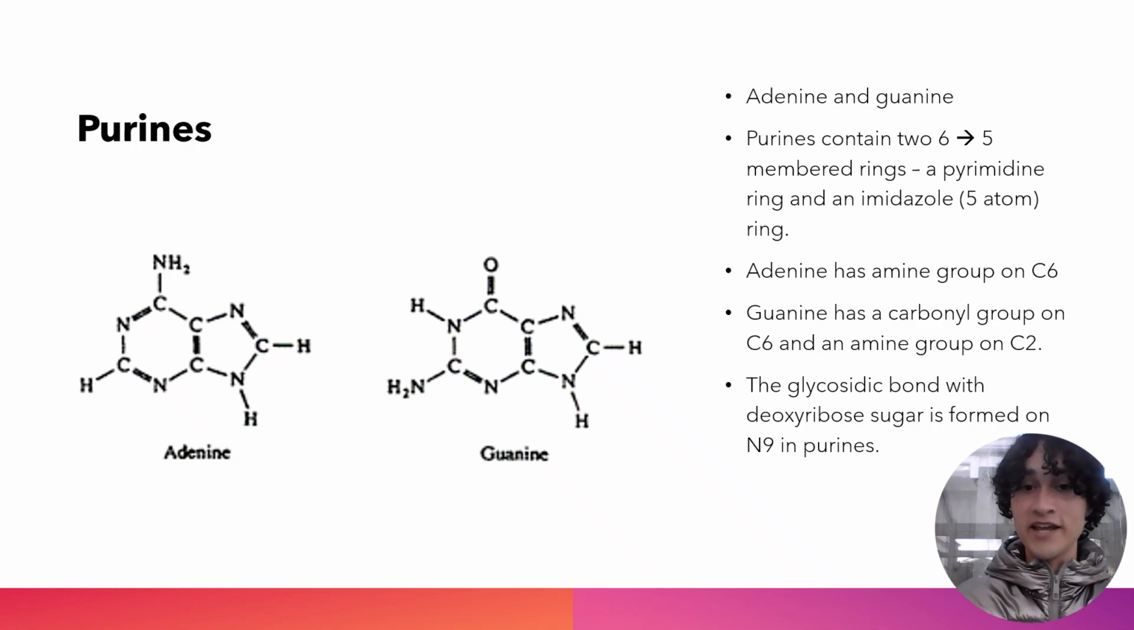So again, just to recap, purines have 2 rings, they're heterocyclic in nature, and they differ in functional groups. It's got an imidazole ring, it's got a pyrimidine ring, and guanine has an additional carbonyl functional group, and the amine group is located on different carbons respectively.